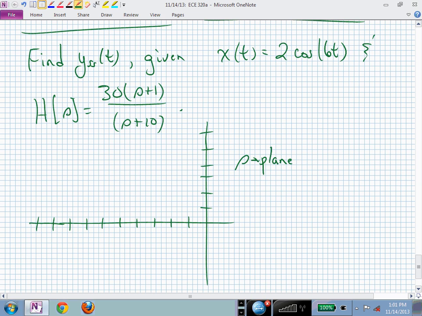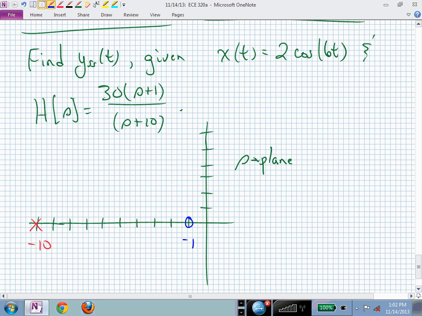Uh-oh. Somebody's hungry. What do I put on this S-plane plot? How many poles do I have? I just have the one for my system, don't I? And it's going to go over there where? At minus 10. Do I have anything else on that pole zero diagram? I have a zero at minus 1, don't I?